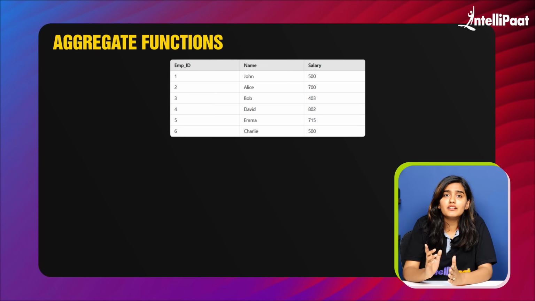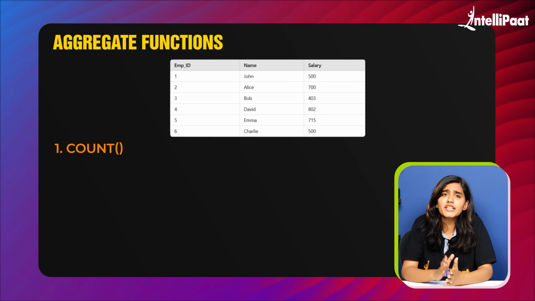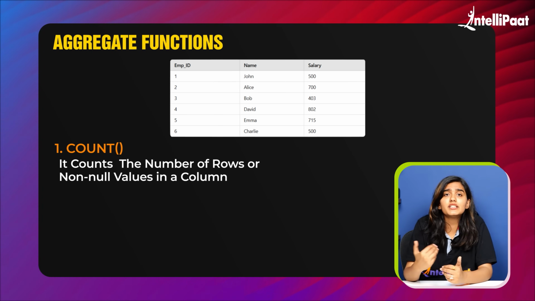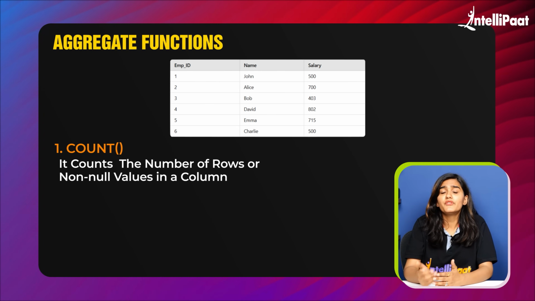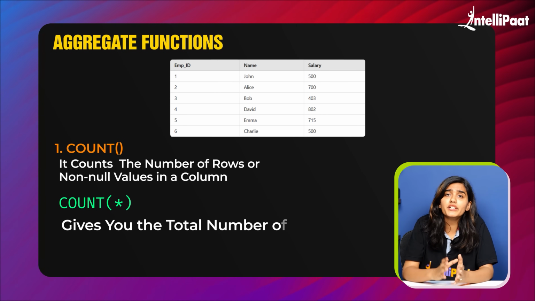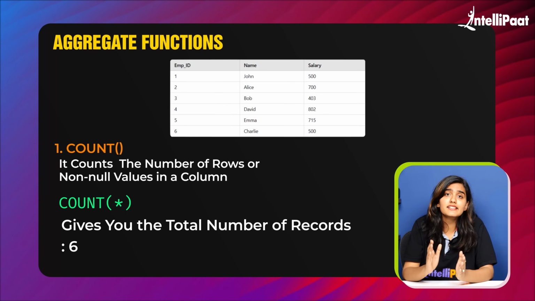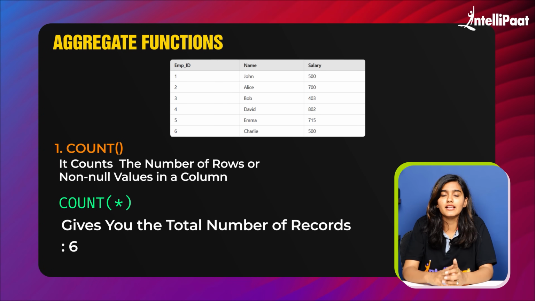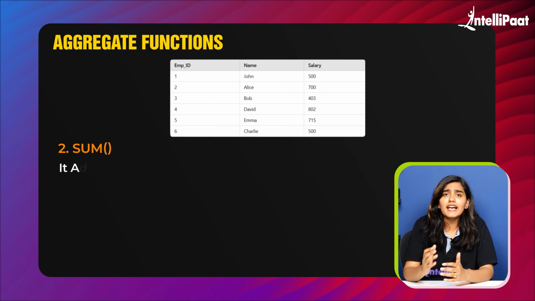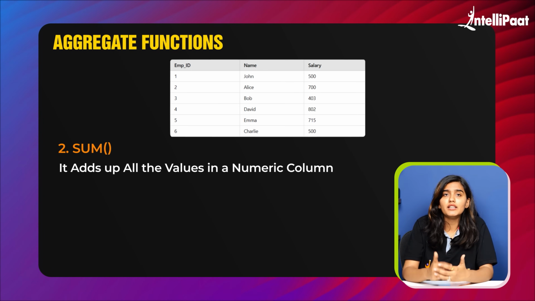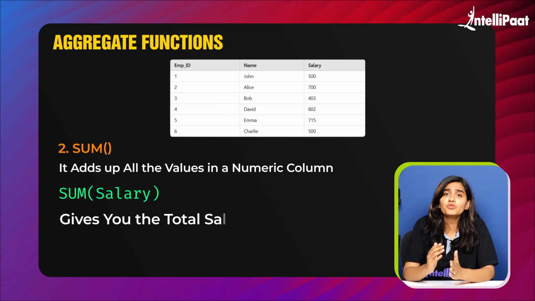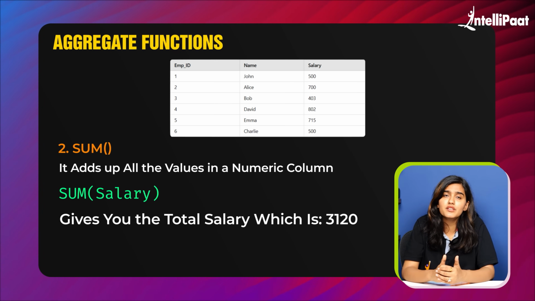You can see the table on the screen, right? Talking about the count, it counts the number of rows or the non-null values in a column. For example, count star gives you the total number of records, which in our case is 6, as we have 6 employees working. Talking about sum, it adds up all the values in a numeric column. For example, when you're writing sum and salary in brackets, it gives you the total salary, which is 3120.